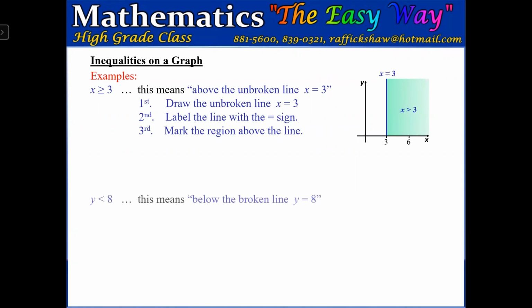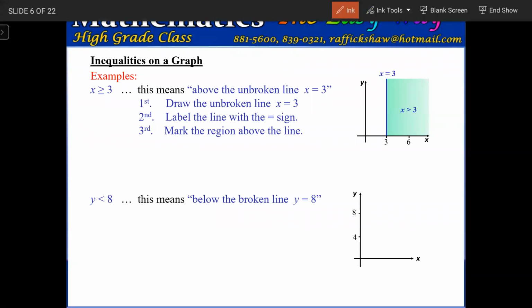Trust me. The next example we're going to do is y less than 8. Remember, to draw the graph of the inequality y less than 8, the first word out of your mouth is whether you want above or below. So look at the inequality that you have. Since it's a less than, less than means below. I'm going to talk more about that, but this time, less than means below. So the first thing you say is either below or above the line.